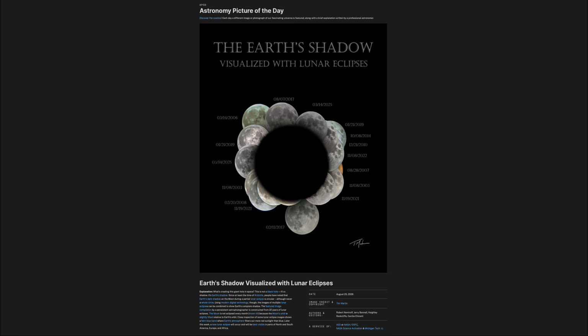So that was our picture of the day, titled Earth's Shadow, Visualized with Lunar Eclipses.